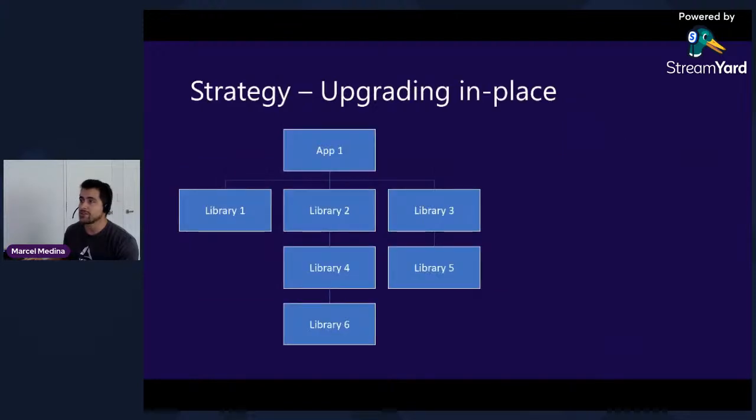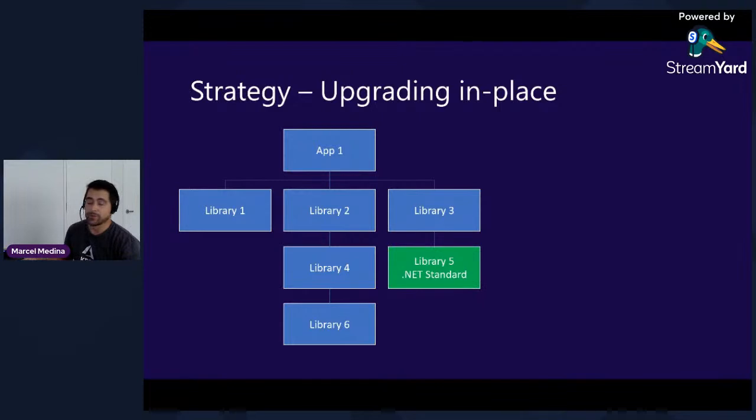In terms of strategies, that's an exciting thing here. Well, let's assume you have an application with many libraries, and some libraries have dependencies on each other. So we're going to do an in-place upgrade. How are you going to approach that? Because if you're doing it in place, you need to have a way of transitioning those libraries.